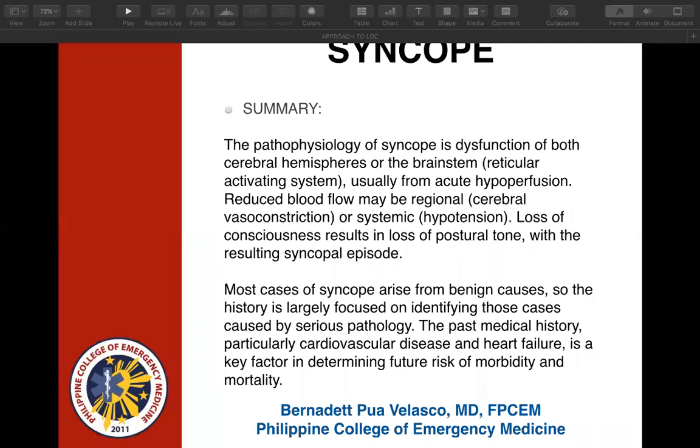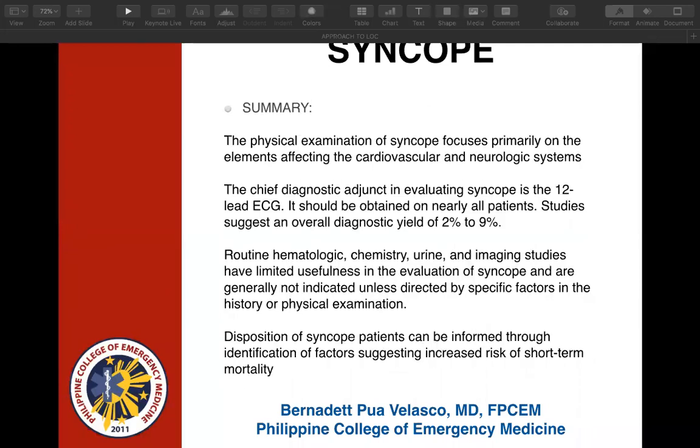Next, most cases of syncope arise from a benign cause, so the history is largely focused on identifying those cases caused by serious pathology. The past medical history, particularly cardiovascular diseases and heart failure, is a key factor in determining future risk of morbidity and mortality. So again, you need to get a good history of what really happened to the patient. The physical examination of syncope focuses primarily on elements affecting the cardiovascular and neurologic systems. Although we do it head to toe, we really need to check the cardiovascular and neurologic systems.